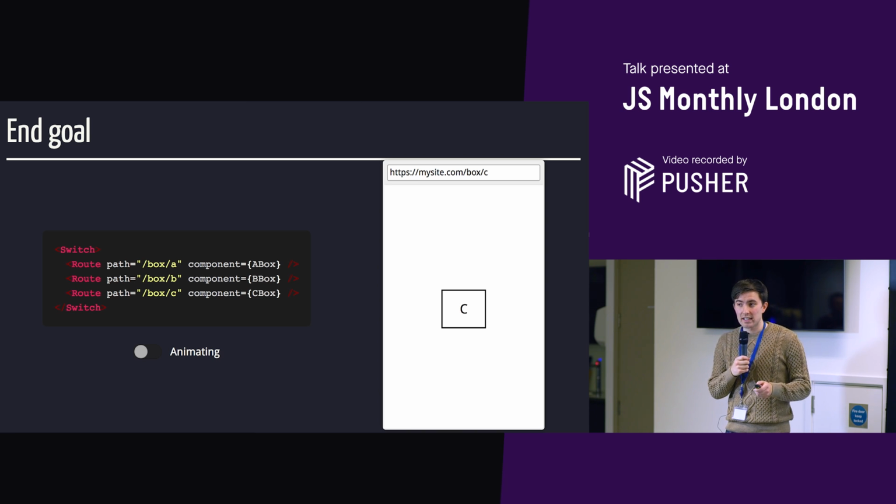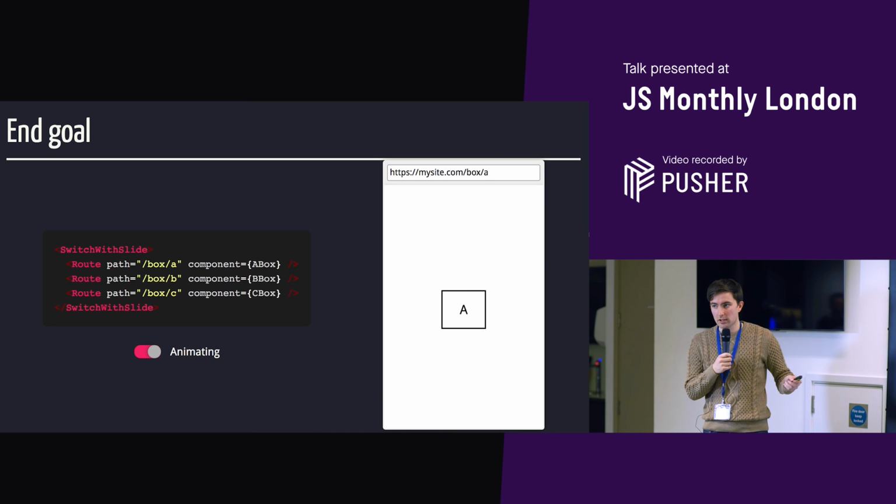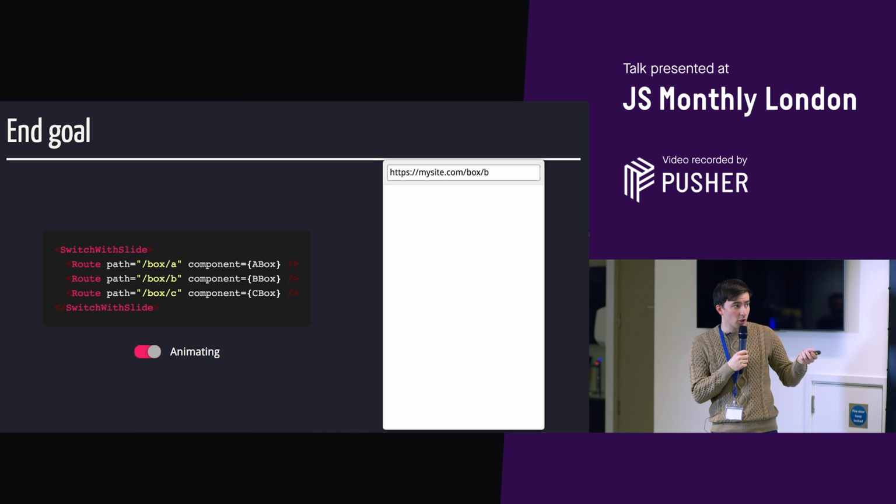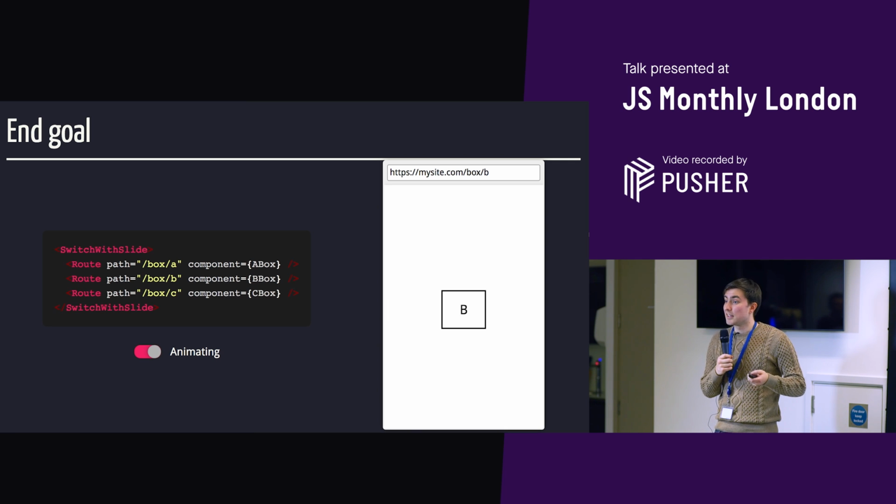So what we'd want, ideally, is some magic extra thing where we just say it's a switch, but with a slide animation. And then with no extra work from us, when the route changes to B, you see it goes to the B box, but it does it with a slide transition. Similarly with C, and similarly, if we go back a page, it just works. Ideally, that's what we're going for. Hopefully by the end of this talk, that should be something that everyone here can do.